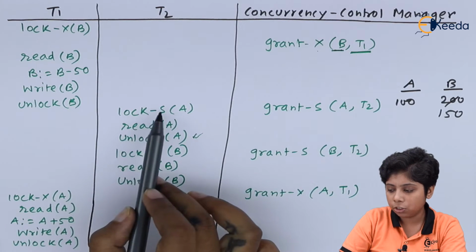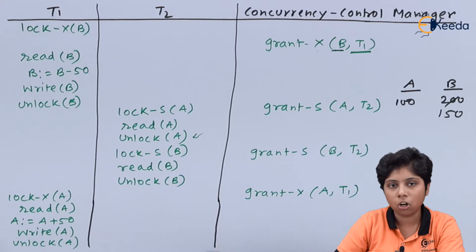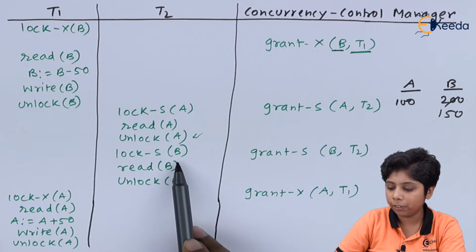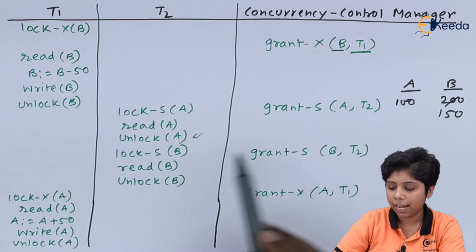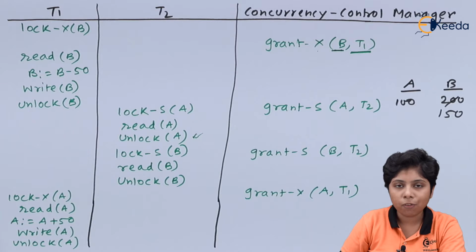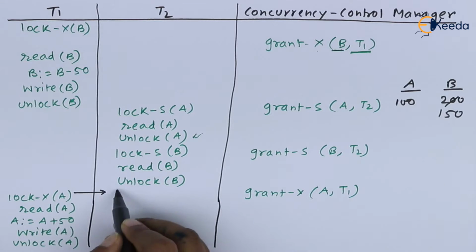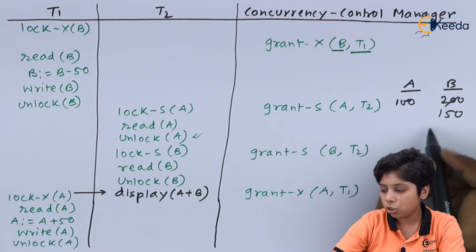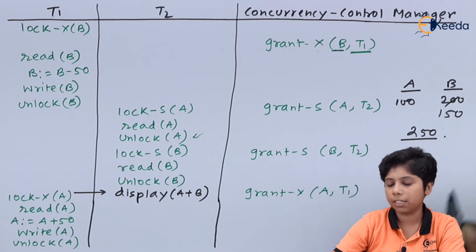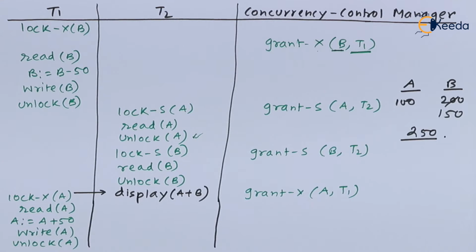Now again for T2, it has acquired the lock S on A, that is 100. It will read, then unlock the item A. And again it will acquire lock S on B, read 150 from B and then unlock B. Now if it includes a display statement here before this lock X, it will display 250, that is 150 plus 100. So now T2 is showing 250, which is an incorrect value because the correct value was 300.